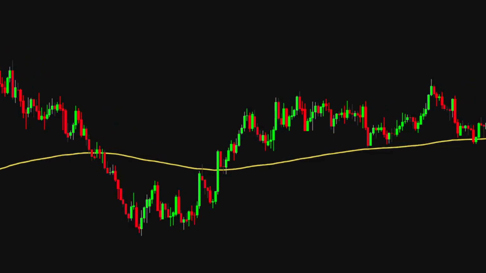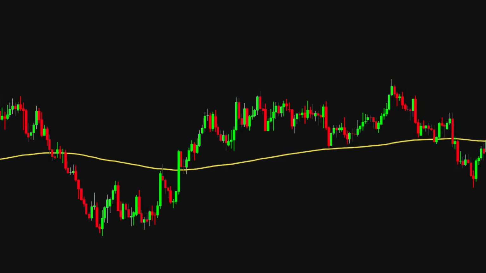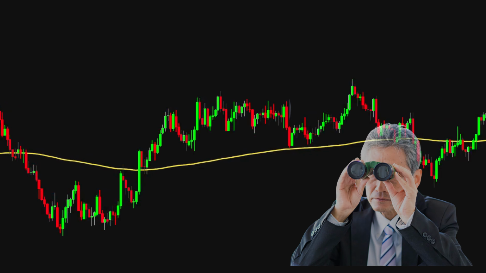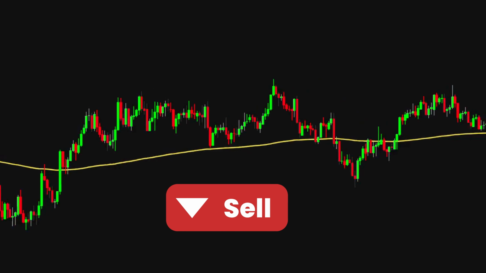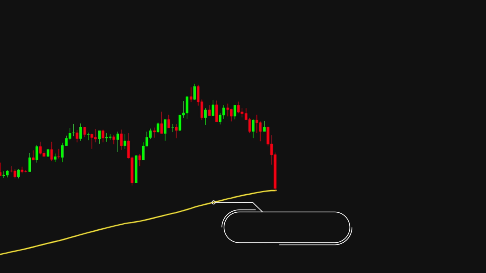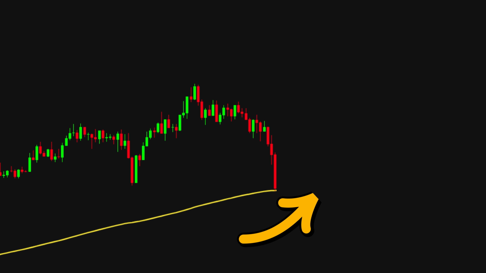Just one line doing one very specific job, helping you quickly identify the overall trend bias so you know whether you should be looking for buys, sells, or staying out of the market altogether. When price is trading above the 200 EMA, the overall market bias is considered bullish, meaning buyers are generally in control and the probability of upward continuation is higher. In this scenario, traders focus only on long opportunities rather than trying to fight the trend with short positions.